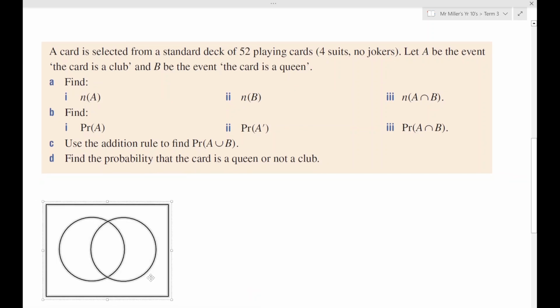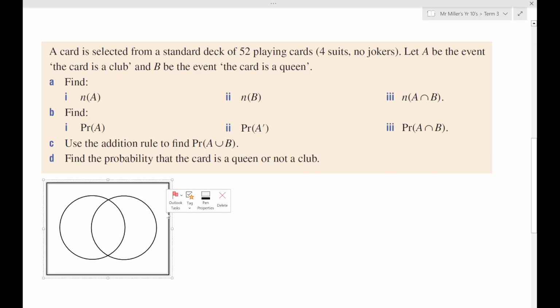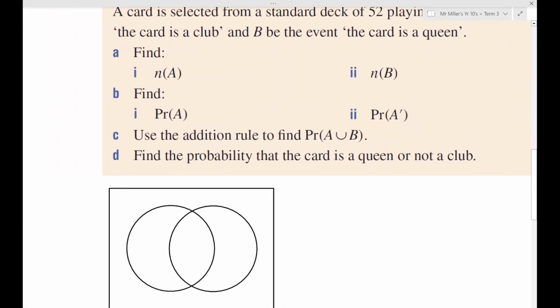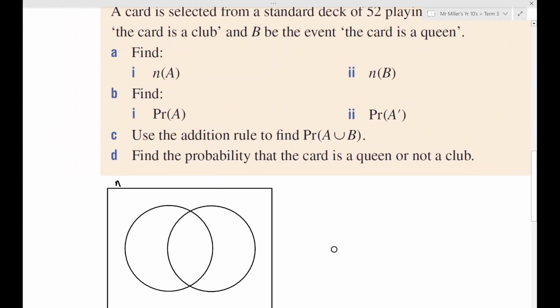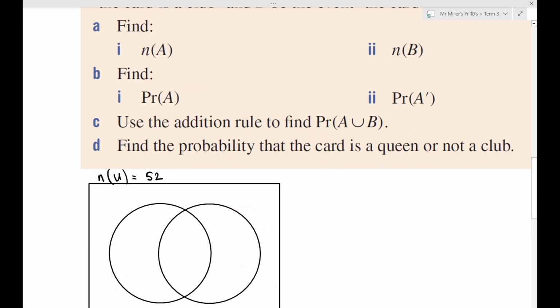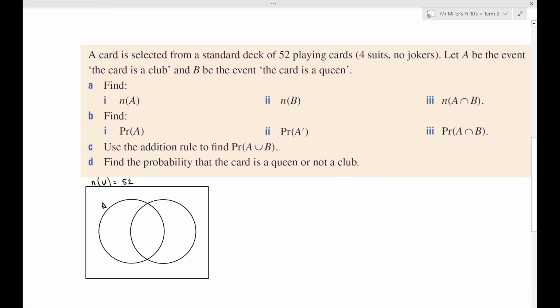Okay, so for this question, we might not have to draw out a Venn diagram, but I feel like it's good practice to always draw out a diagram anyways. So let's just do that. We know that the number of cards in the deck, the universal set or the sample space here, we've got 52 possible options, right? 52 cards in a deck. For Venn A, that was a card being a club.